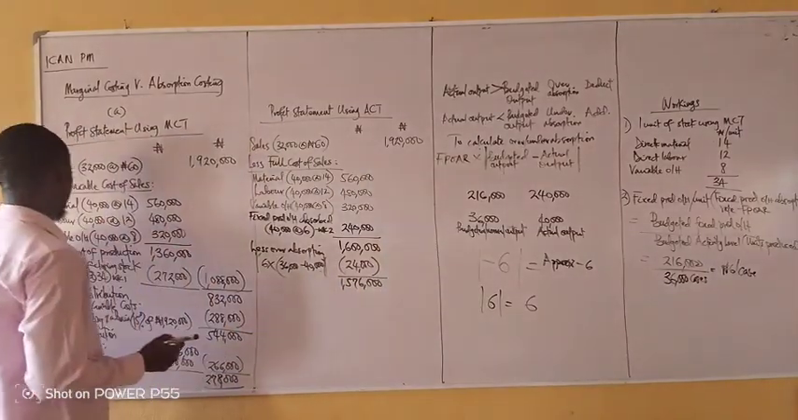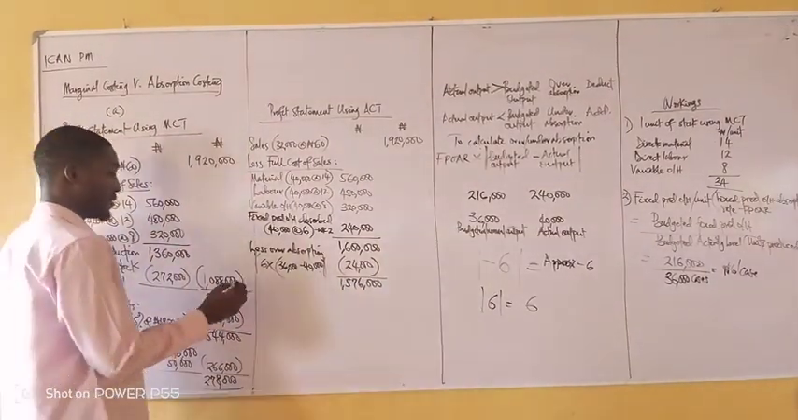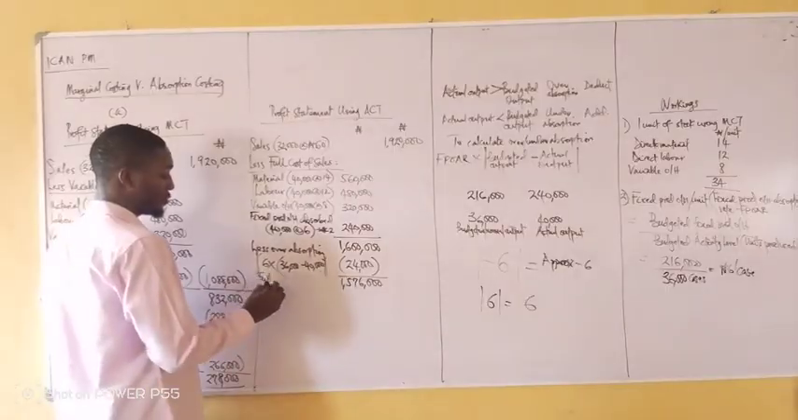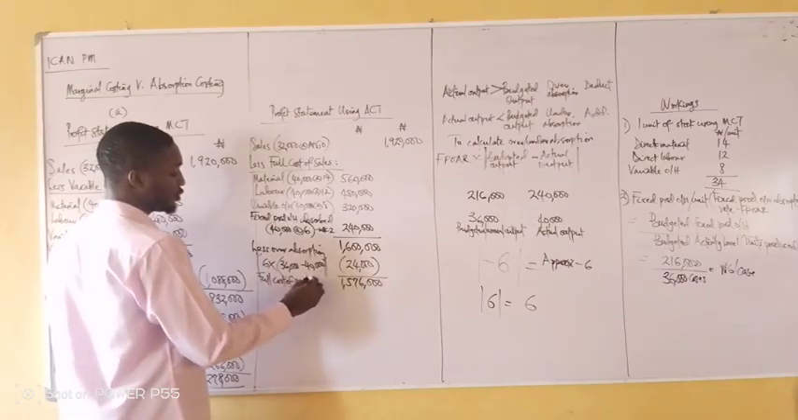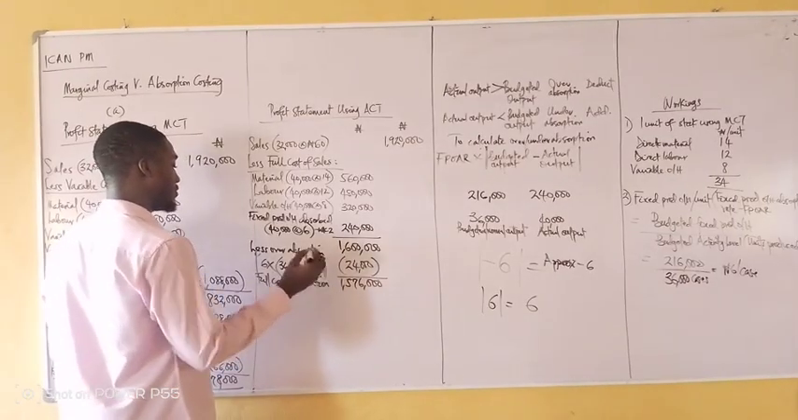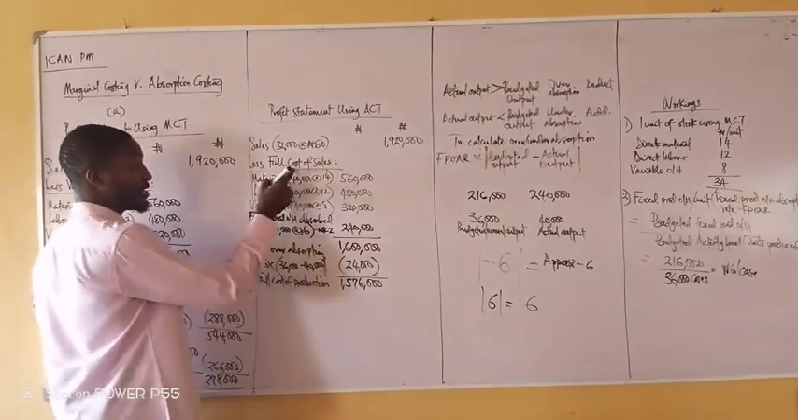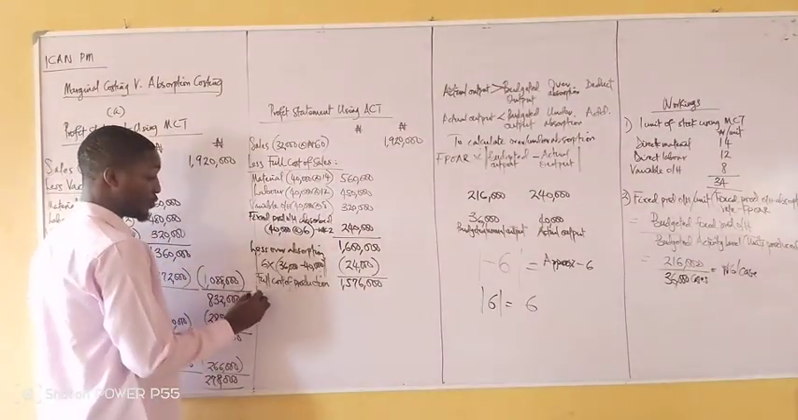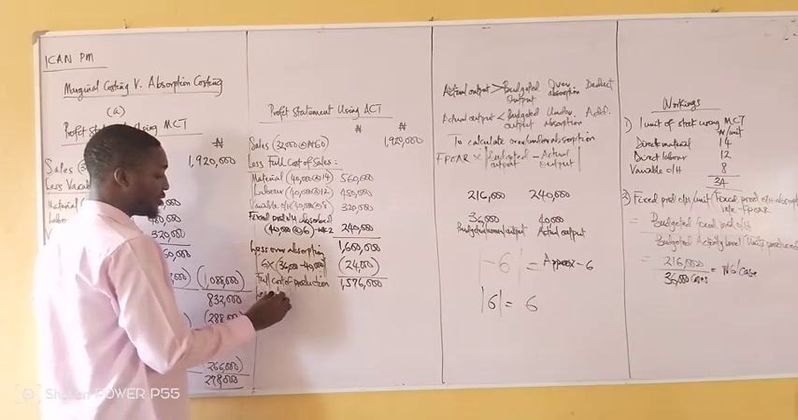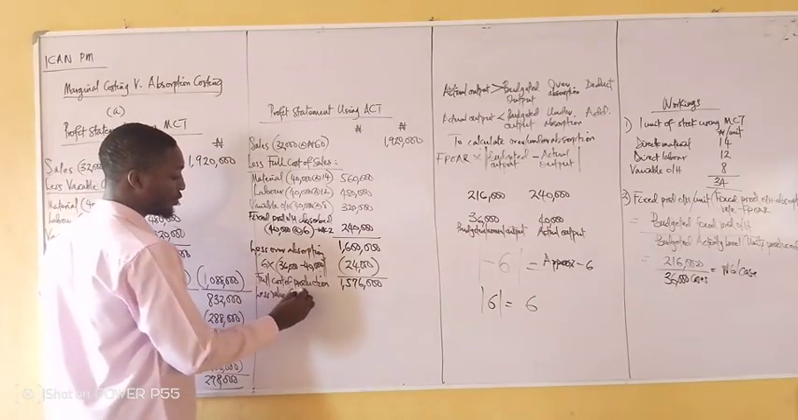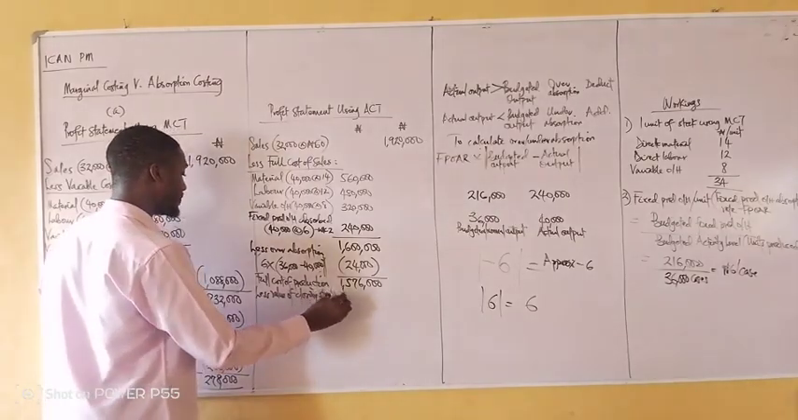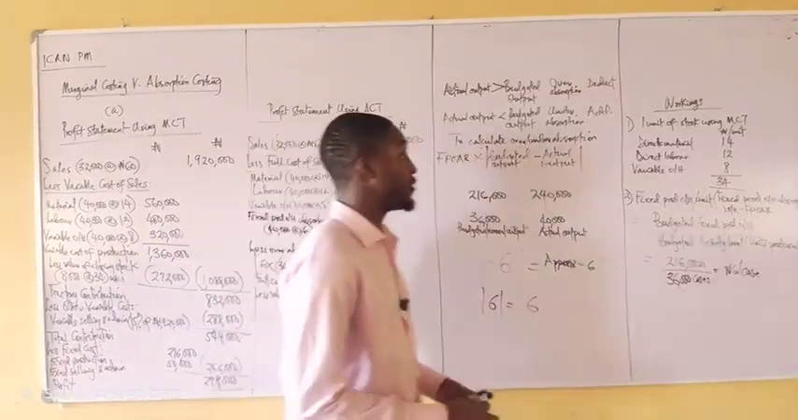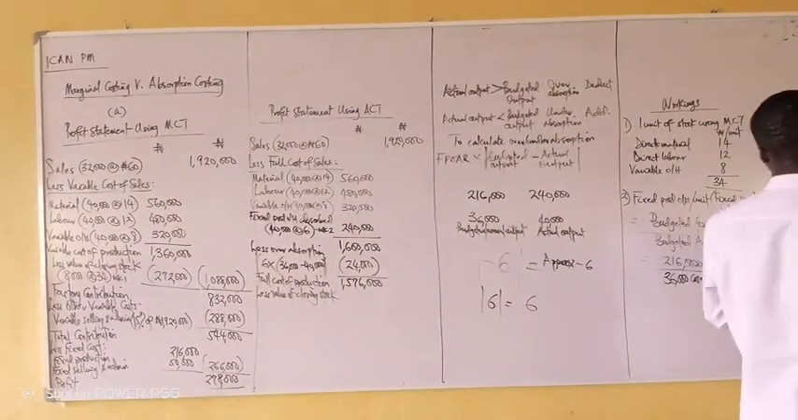At this point, this is full cost of production. From full cost of production, because we're looking at cost of sales, we will less value of closing stock or closing inventory. And now this is how we valued closing stock using MCT.